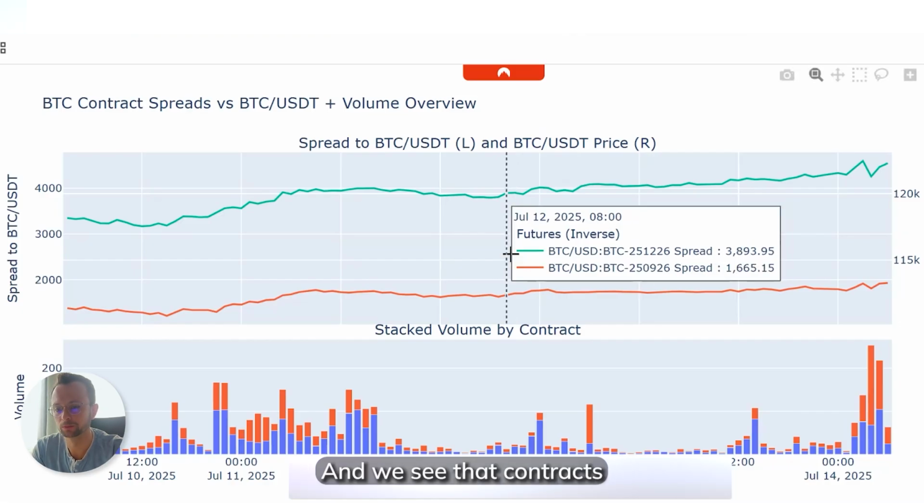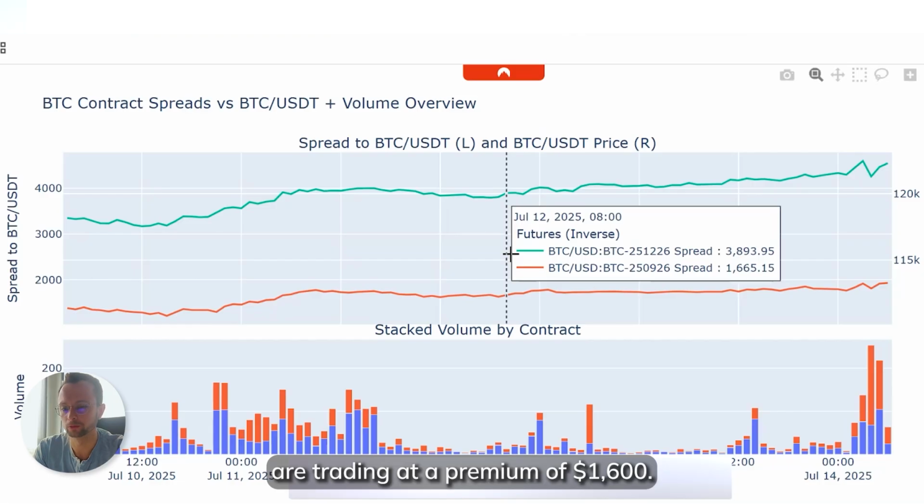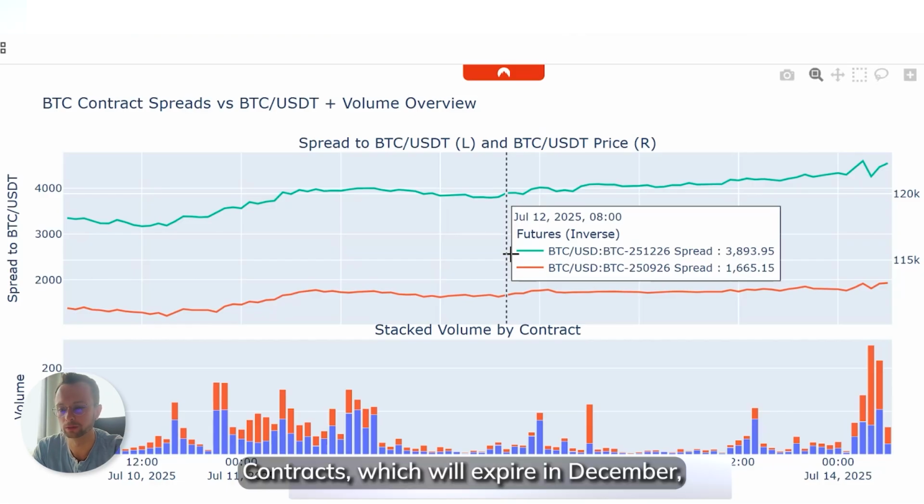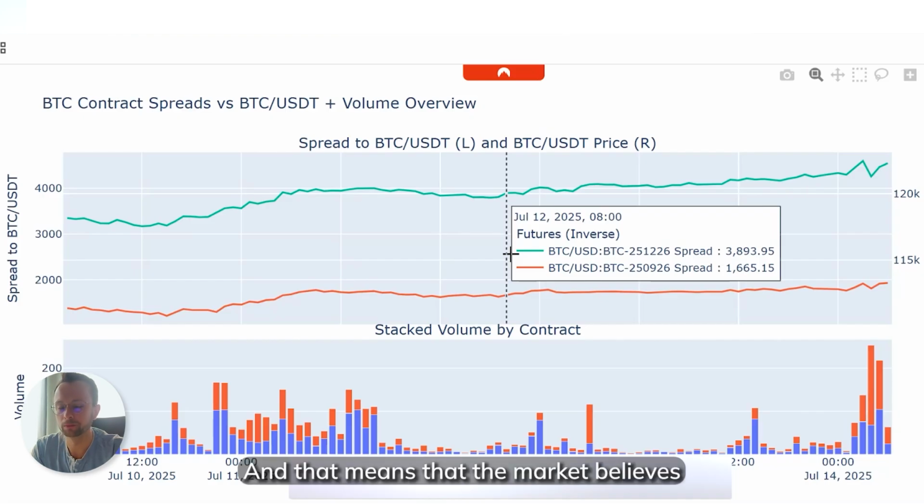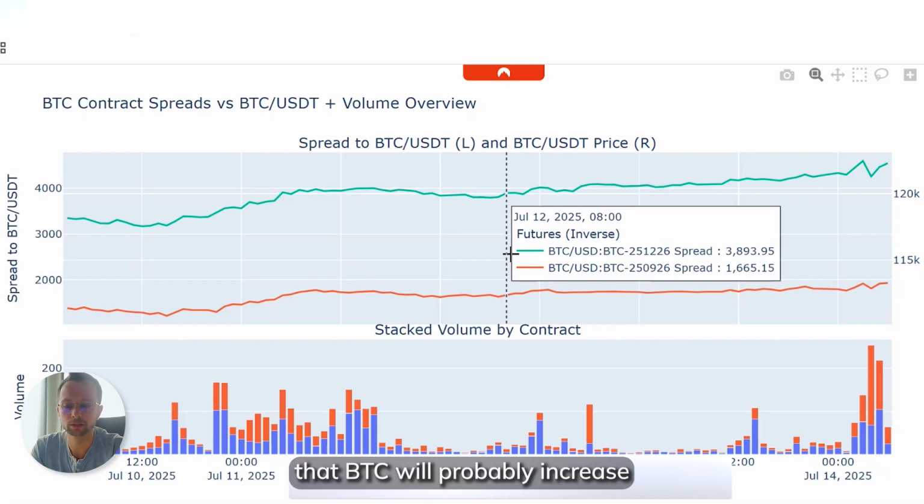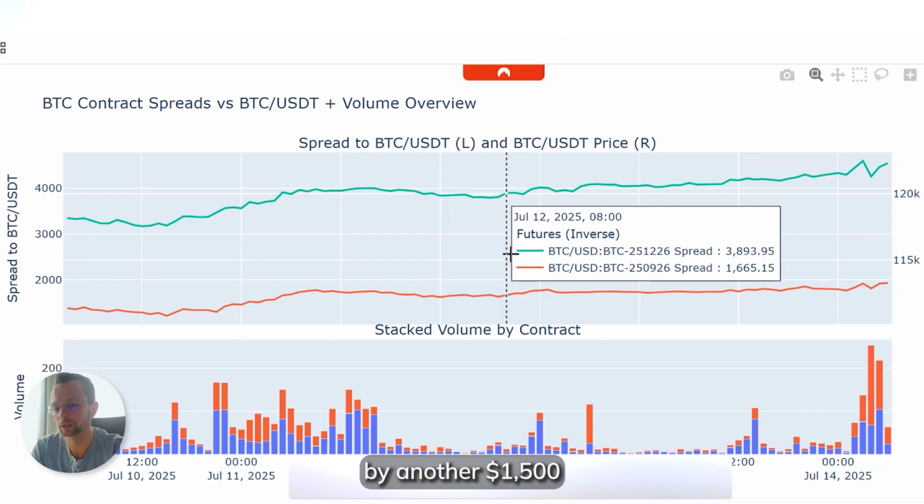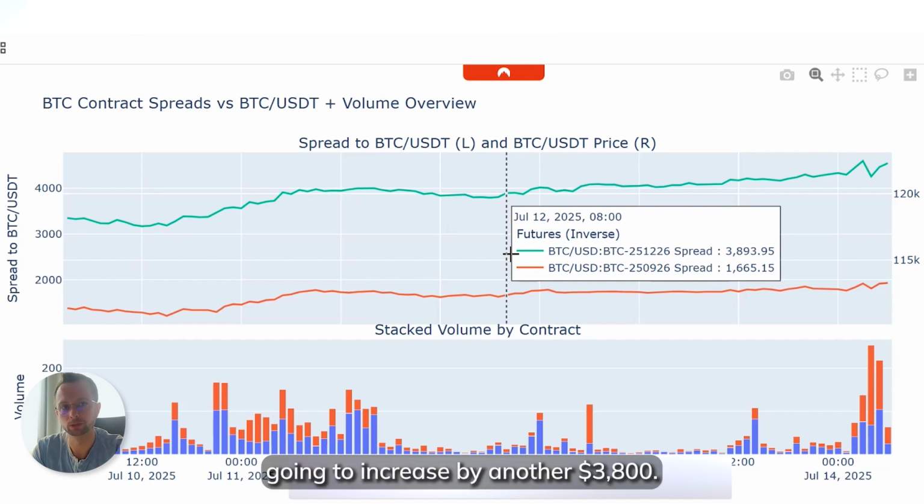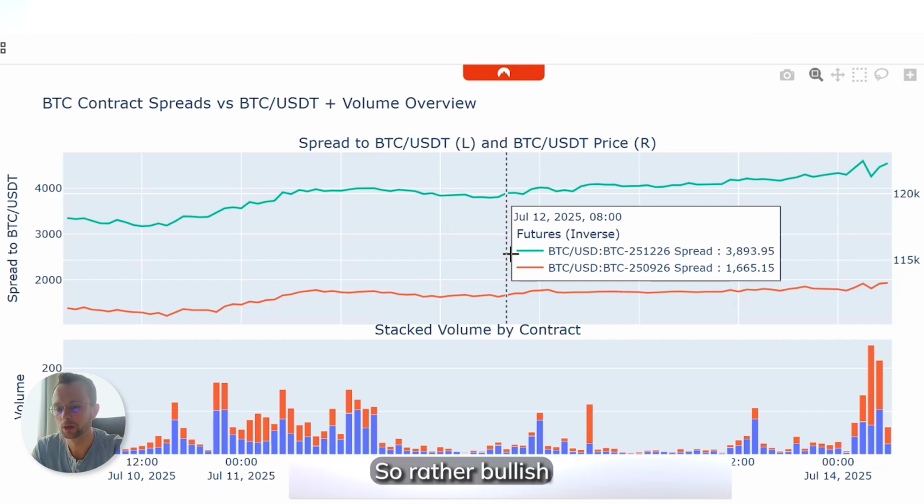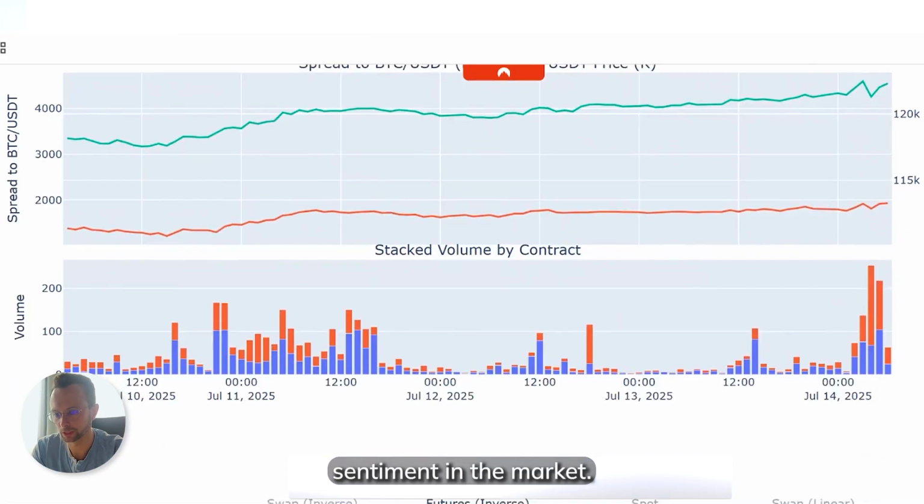And we see that contracts which will expire end of September are trading at a premium of $1,600, and contracts which will expire in December are trading $3,800 above the spot price. And that means that the market believes that BTC will probably increase by another $1,500 between now and September, so that is in 2 months from now. And until December, people believe it's going to increase by another $3,800. So rather bullish sentiment in the market.